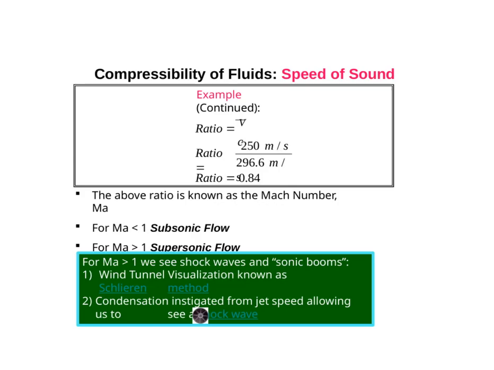When an object moves faster than the speed of sound, that's when things get really interesting. We see shock waves and those famous sonic booms. This slide shows a wind tunnel visualization using the Schlieren method, which makes these shock waves visible by capturing condensation caused by the jet's speed. The key concept here is the Mach number, the ratio of an object's speed to the speed of sound. Below one, we have subsonic flow. Above one, supersonic flow. In this example, the ratio is about 0.84, just under the speed of sound.